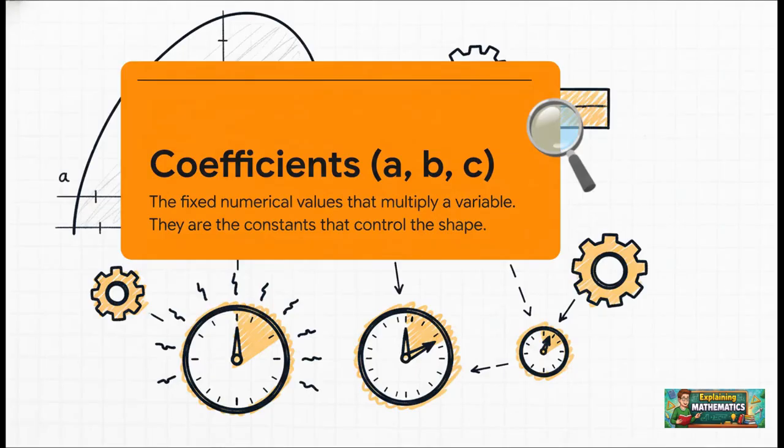Next, you've got a, b, and c. These are the coefficients. Now, unlike x, these numbers are fixed for any given function. They are like the tuning dials on a machine. Each one tweaks the final outcome in a very specific way, shaping and positioning the result of our little formula.